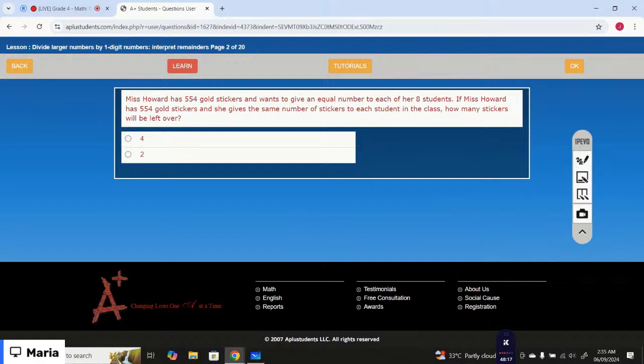Okay, Miss Howard has 554 gold stickers and gives an equal number to each of her 8 students. If Miss Howard gives the same number of stickers to each student in the class, how many stickers will be left over? Divide and see which one is left over, right?